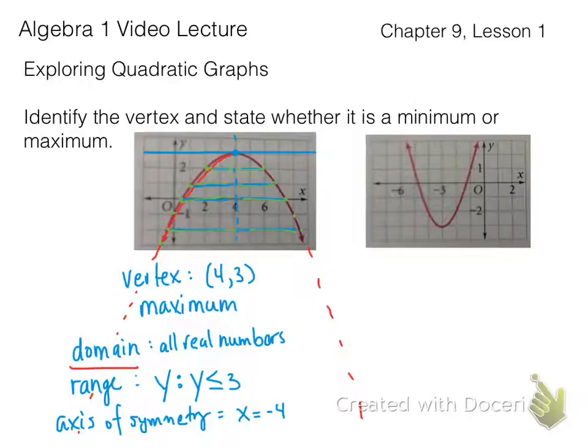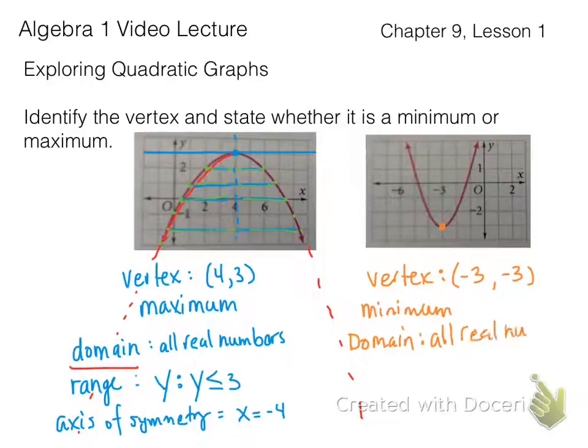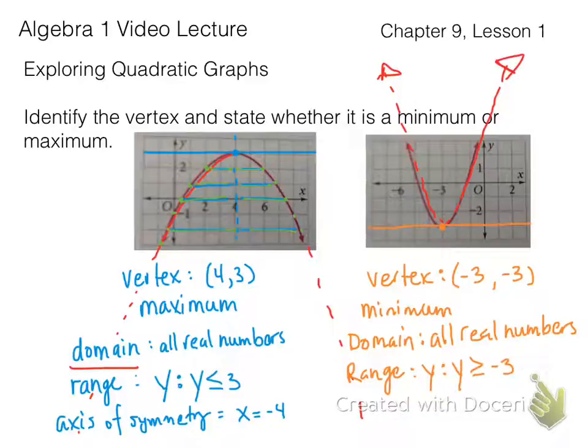Okay, let's take a look at the next one. The vertex is (-3, -3). It's a minimum because it's the lowest point of the parabola. Domain, still all real numbers because, again, this side could go on forever and this side could go on forever, even past my iPad, past the recording. The range is greater than or equal to -3.